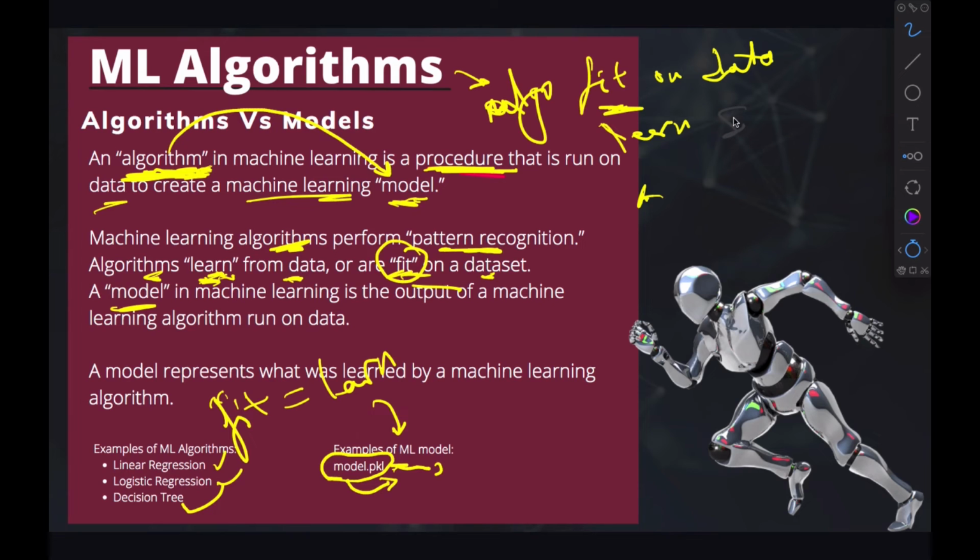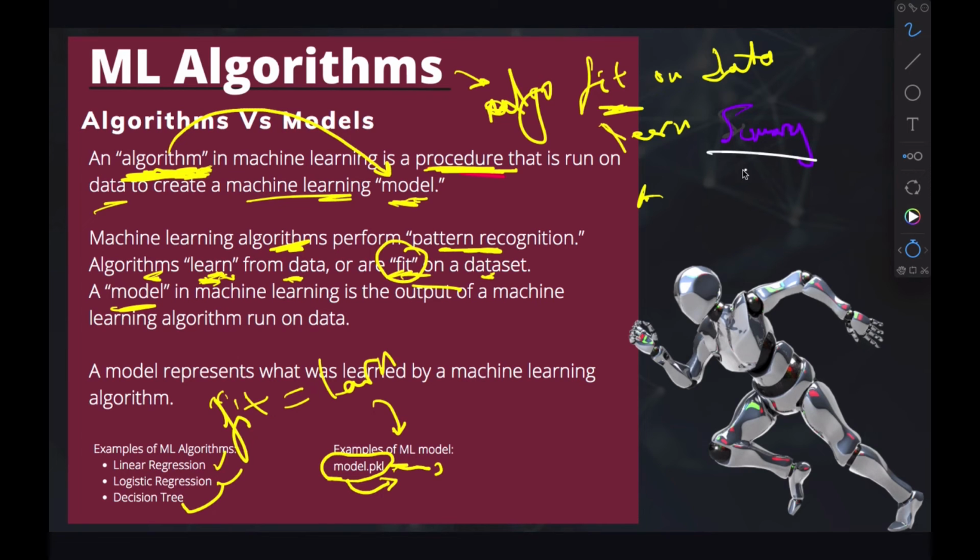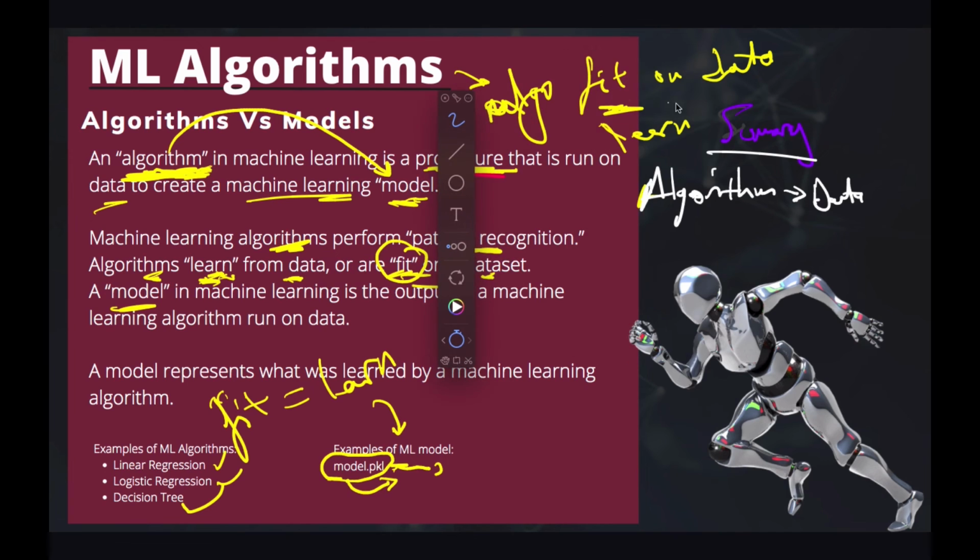So in summary, let me just summarize everything here for you. You're going to have your algorithms, which are always going to be there. You just have to learn how to use them. And when you use it, you're going to apply that algorithm on data. When you apply it on data, you're going to have a result. That result is what is referred to as a model.